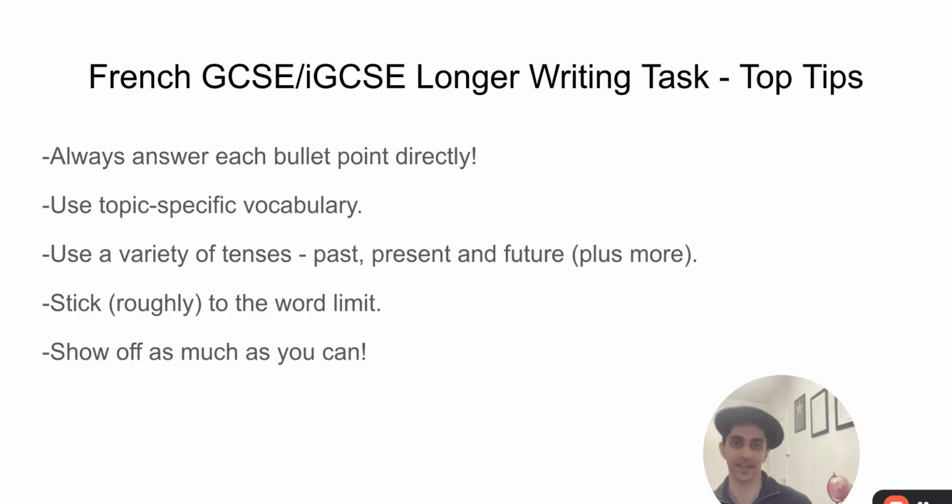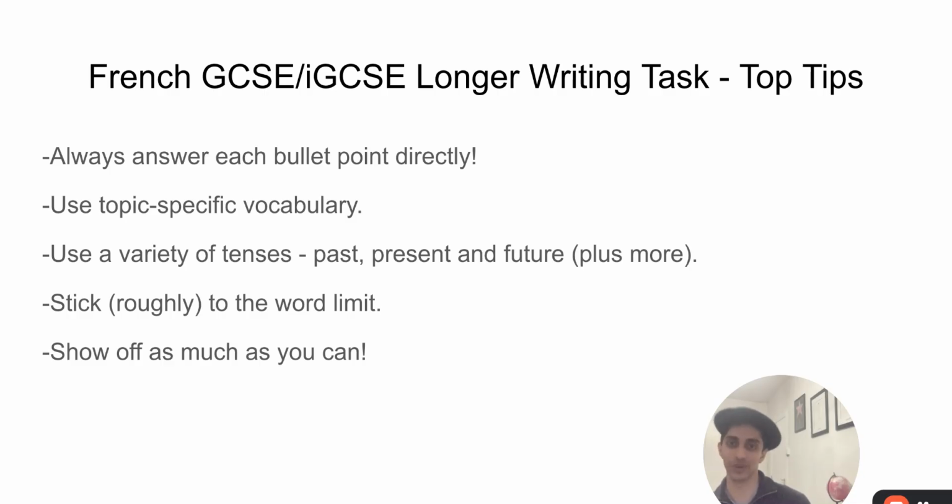I will provide a list later on in the video, which is very thorough and complete, and is a really useful mental checklist to have in mind as you go about your longer writing task. But varying your tenses and varying your language is certainly more essential, more necessary for the longer writing task to maximize your marks. Stick to the word limit, at least roughly, so 10% each way is what I would aim for, and I wouldn't stray or go beyond that, and try and show off as much as you can.